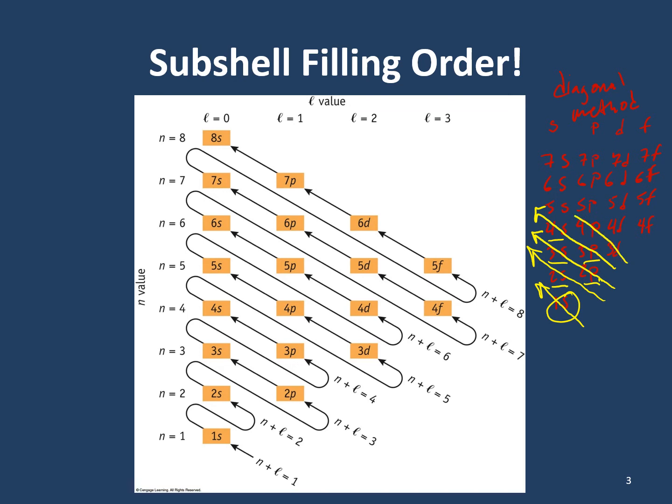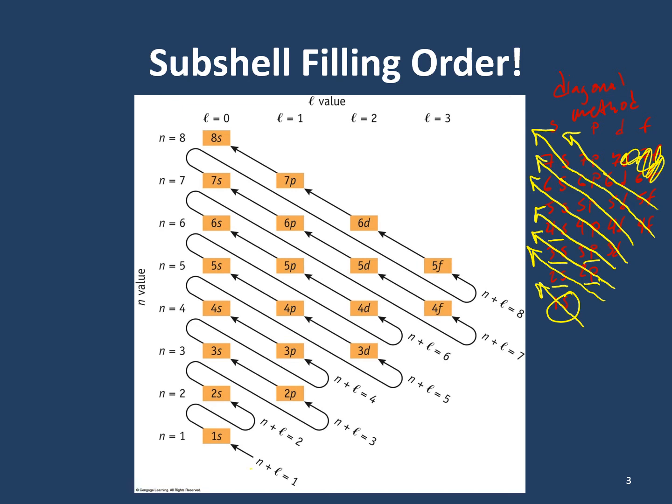Then I do 3d, 4p, 5s. And then you do 4d, 5p, 6s. And then we do 4f, 5d, 6p, 7s, and then 5f, 6d, and 7p, and we don't really need to worry about these ones. We'll never see them. But you can get the idea of how you could use this method to remember which order we go in.